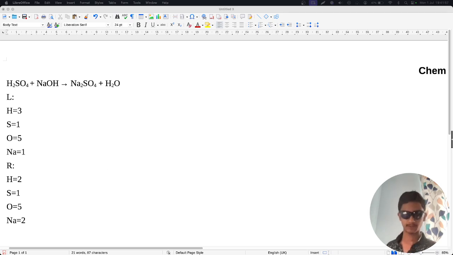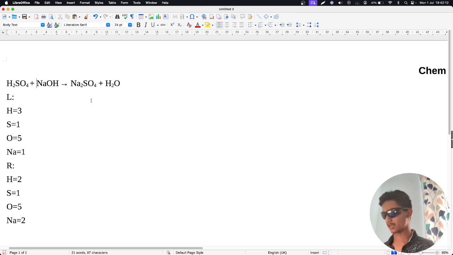Cool. So, here's our chemical equation. On both sides, the chemical formula is correct, but the numbers do not match. The number of atoms on both sides are not matching. So, let's see. We've got our left hand side and our right hand side. So, let's do a quick count.